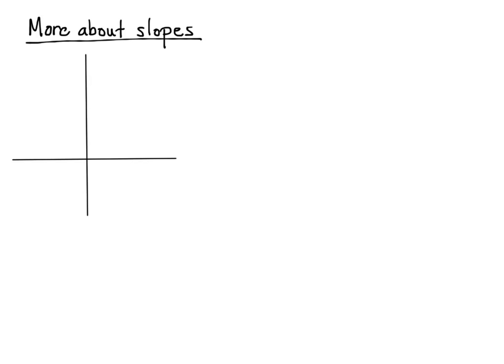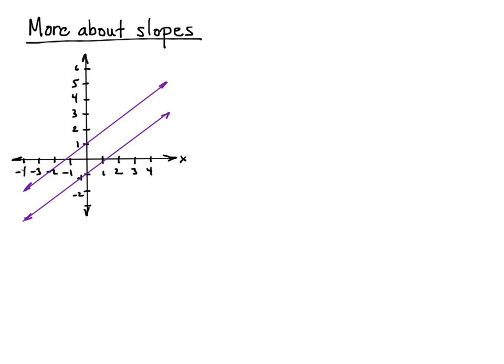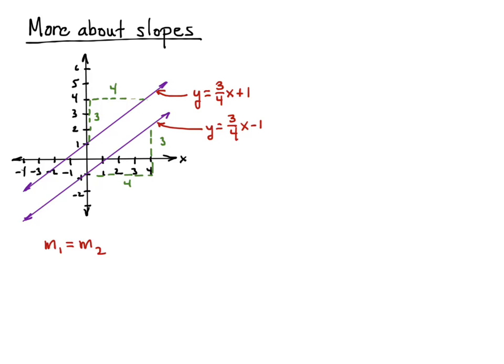Okay, so let's look a little bit more at slopes here. If we have 2 lines here, I'm going to draw 2, and they have different intercepts but the same slope, these will be parallel lines. Notice that if I count off my slope, I'm going up 3 and over 4, or over 4 and up 3, that's the same thing. The rise over the run gives me a slope of 3/4, and the intercept is 1, so this equation is y equals 3/4 x plus 1.